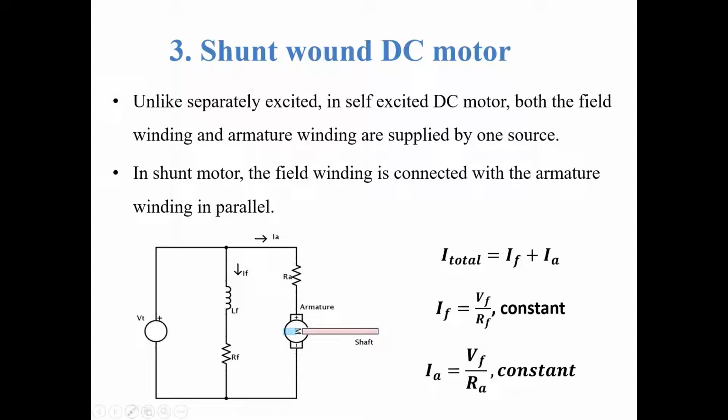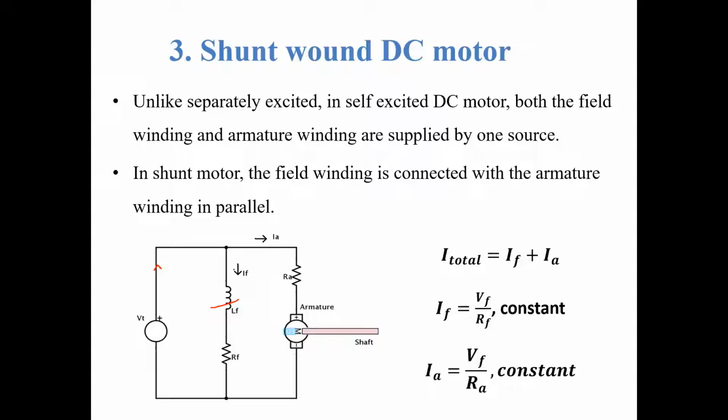As usual, we ignore the inductance value. Because this is a DC analysis that we discussed earlier, you can easily analyze this circuit by Kirchhoff's current law. This is the total current, this is the field current, and this is the armature current. As you can see here, the total current equals the field current plus the armature current.